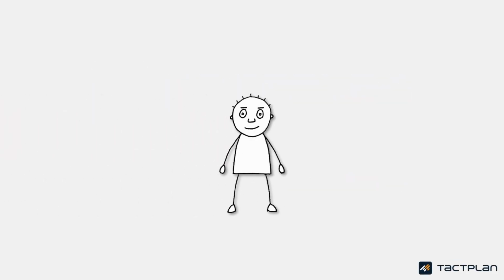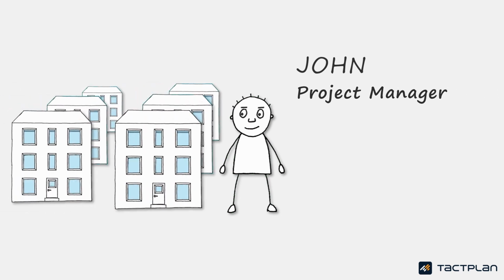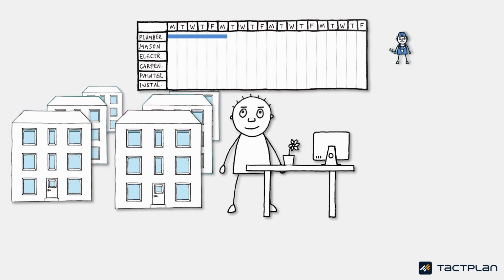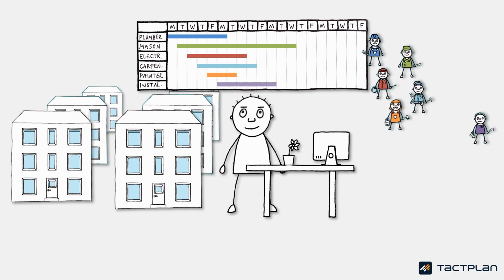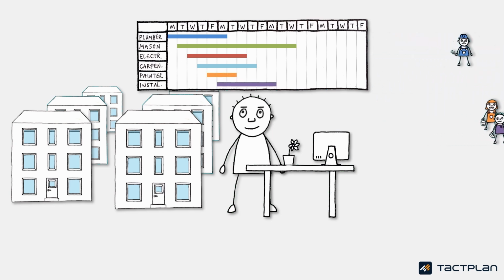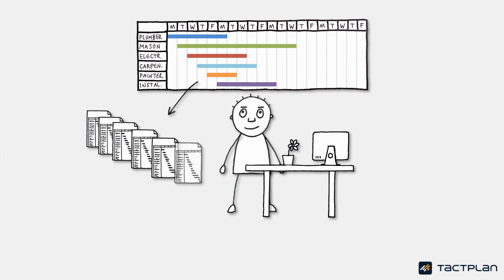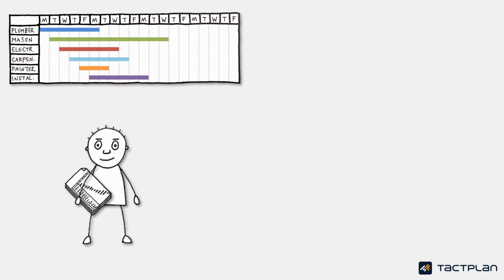Meet John. John is a project manager who has just won a contract for the renovation of 6 buildings. He knows how important it is to have a well-structured schedule. That's why he carefully plans the entire project, confirming the expected duration of each task with subcontractors. John prints out the full schedule, which turns out to be quite long, spanning multiple pages. Nonetheless, he stays motivated and begins executing the project.